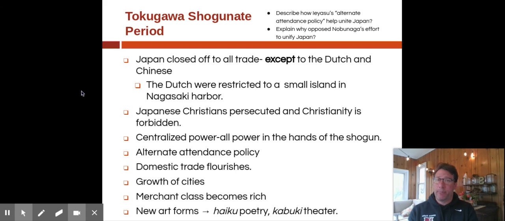We have persecution of Japanese Christians. There were some people who did convert to Christianity here in Japan during this time period. All the power is centralized in the Tokugawa shoguns.